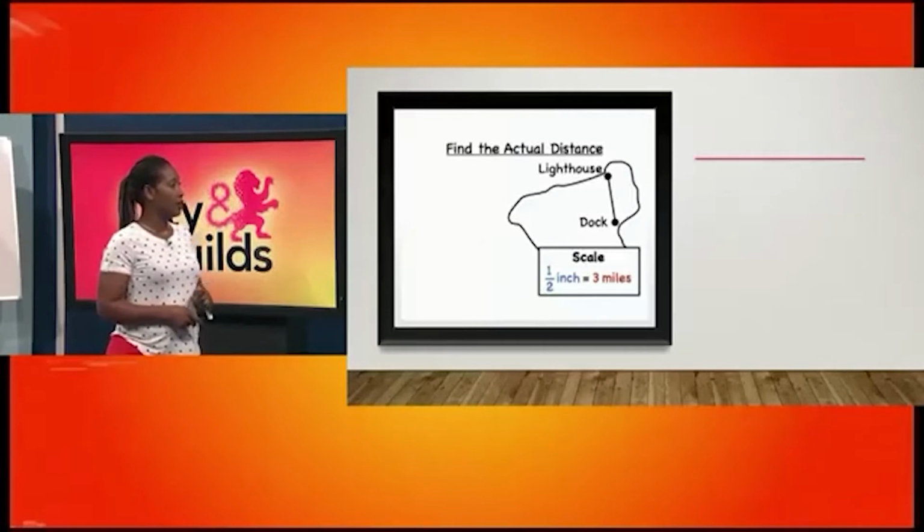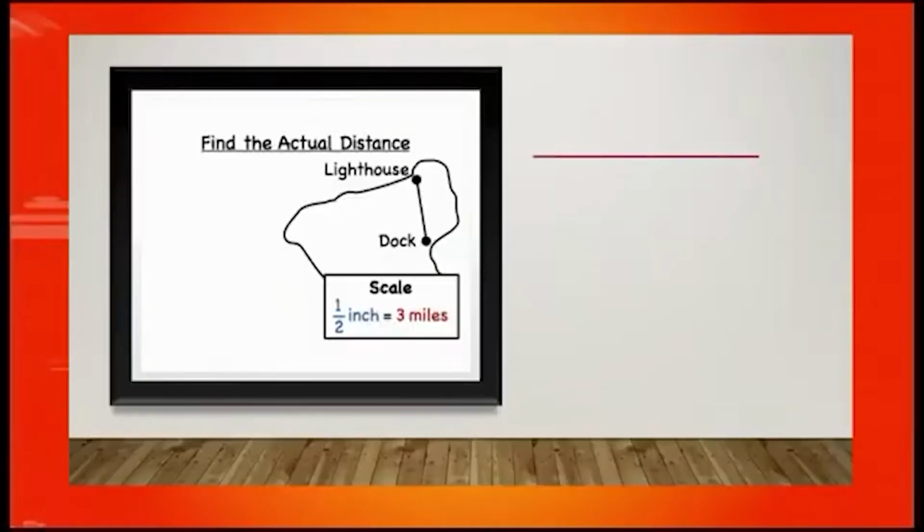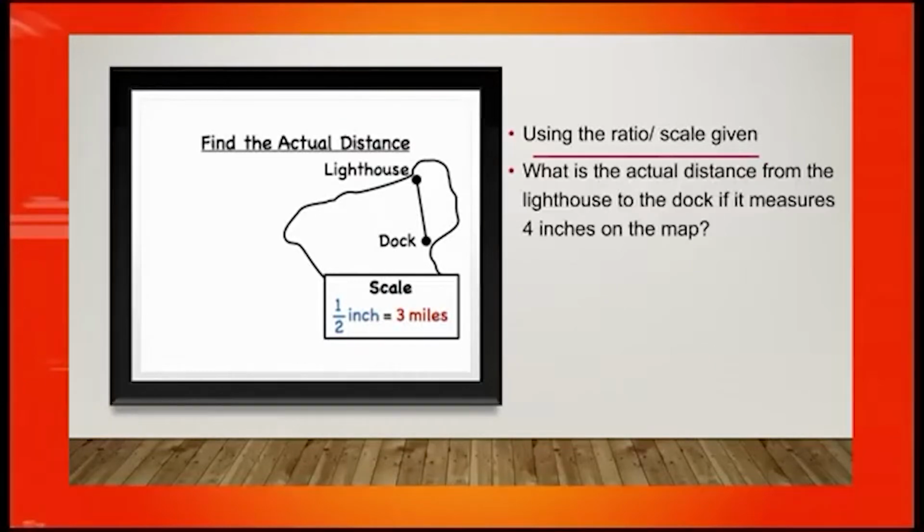All right, so we're now looking at a part of a map. We want to find the actual distance, using the ratio and scale given. We have ½ inch is equal to 3 miles. What does that mean? It means that for every ½ inch on this map, it is 3 miles in actual distance. What is the question here? What is the actual distance from the lighthouse to the dock if it measures 4 inches on the map?